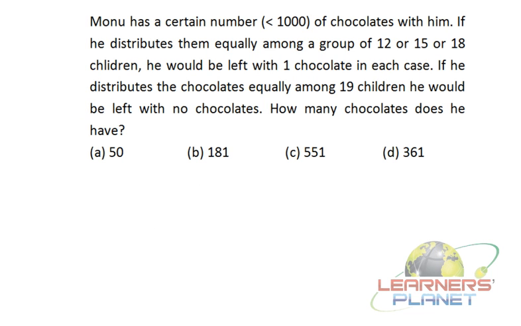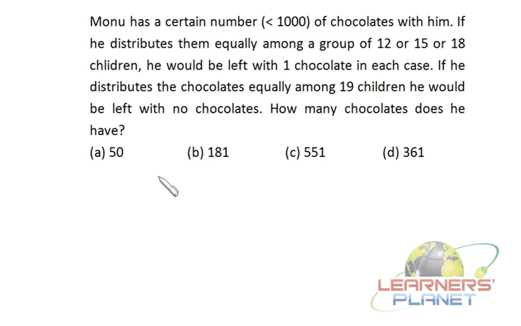Now let's see this question. Monu has a certain number, less than 1000, of chocolates with him. If he distributes them equally among a group of 12 or 15 or 18 children, he would be left with one chocolate in each case. If he distributes the chocolates equally among 19 children, he would be left with no chocolates. How many chocolates does he have?